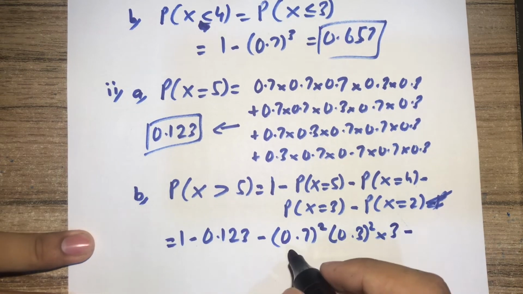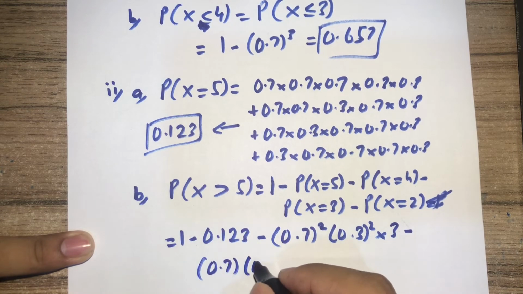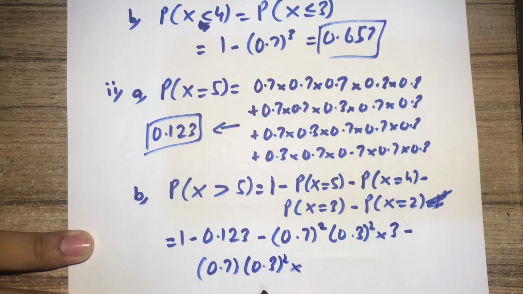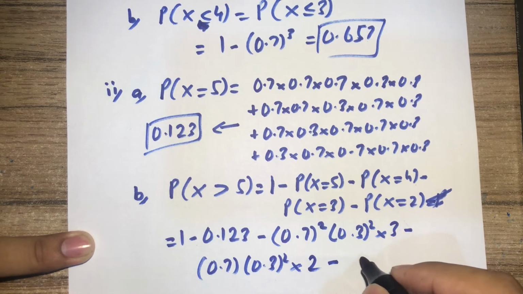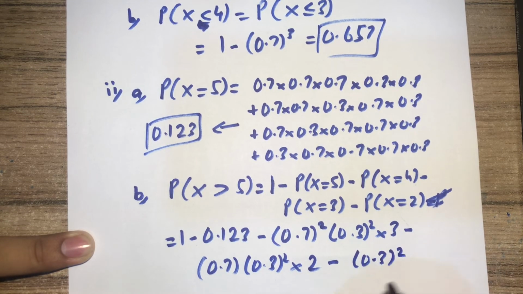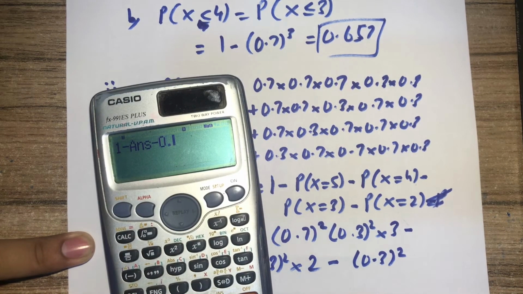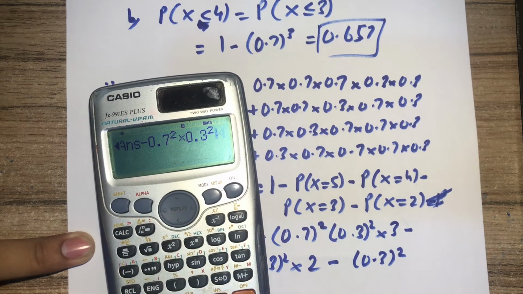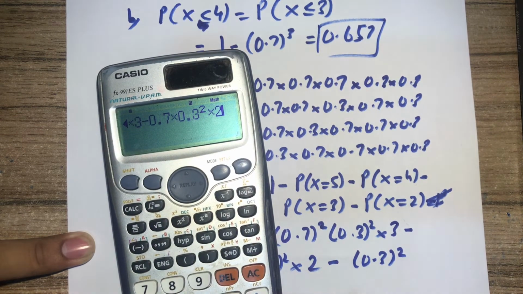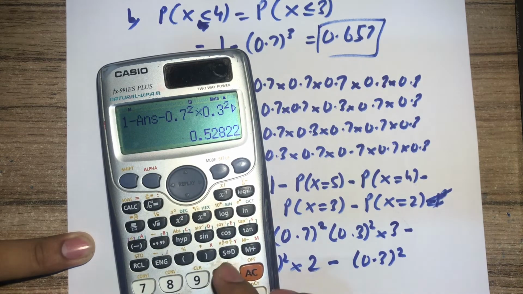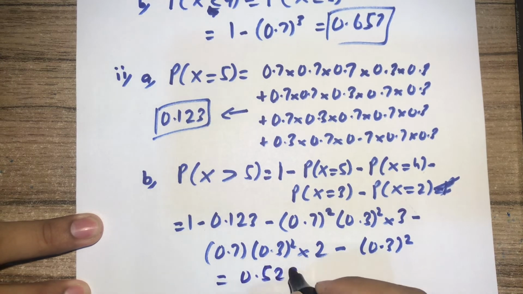Then minus for P(X equals 3). For x equals 3, there can be 1 failure and there have to be 2 successes. So 0.7 times 0.3 squared. Over here the first success could have 2 positions, either the first or the second, so times 2. Then for P(X equals 2), there have to be both successes, so 0.3 squared. So 1 minus answer, and this comes out equal to 0.528.